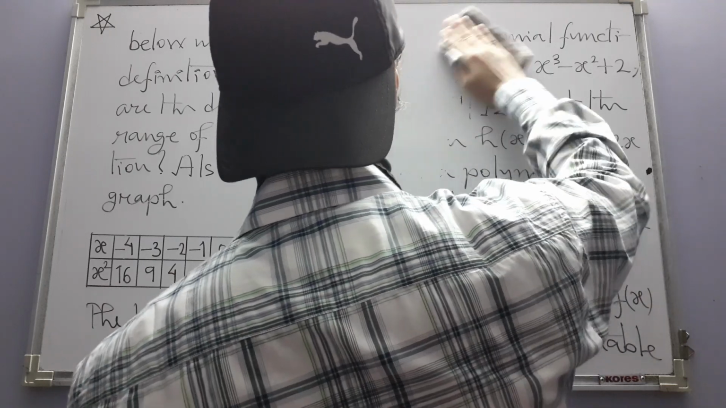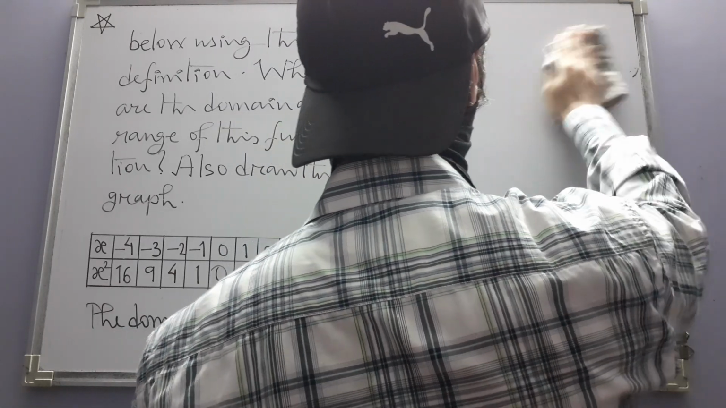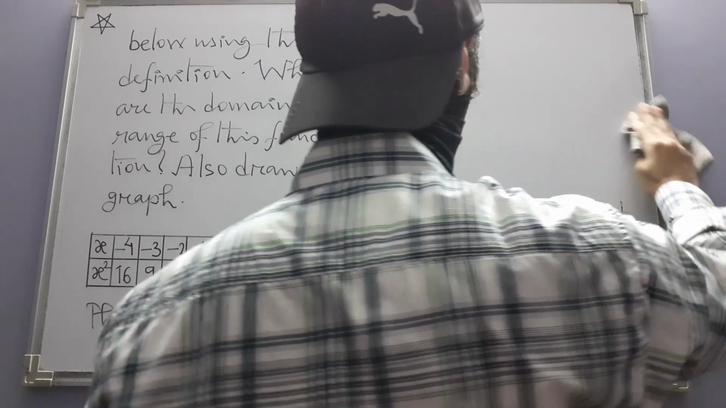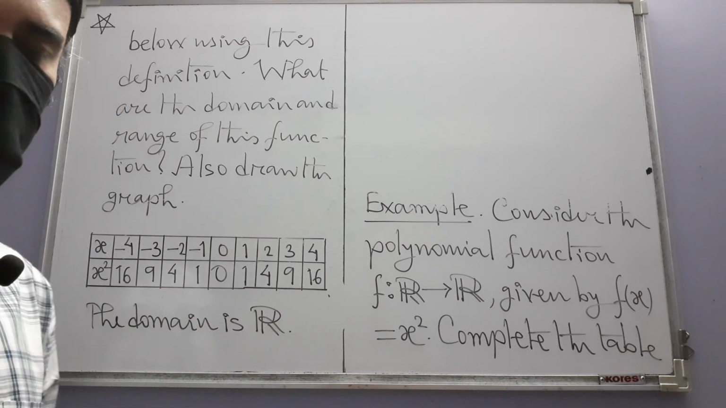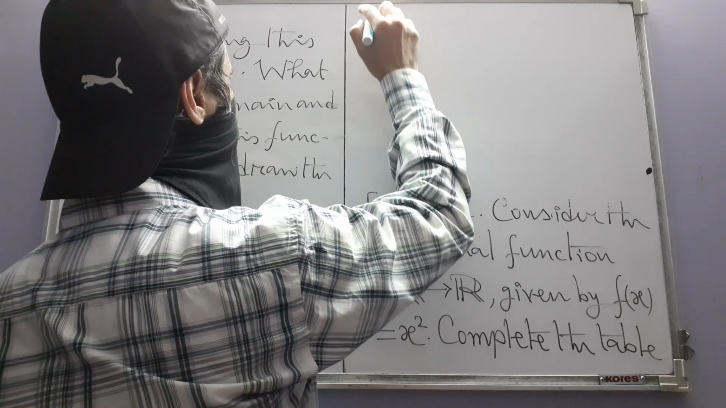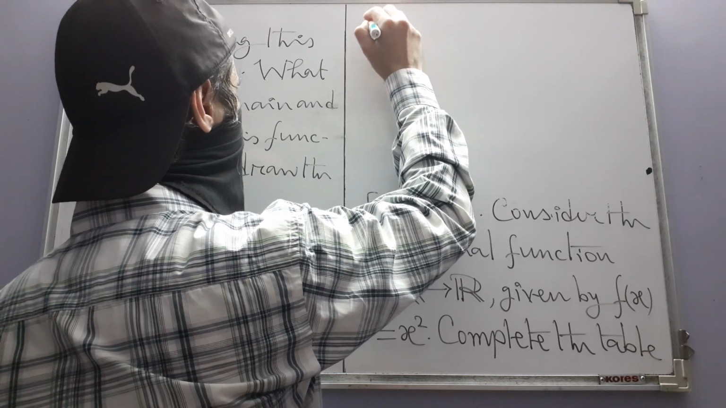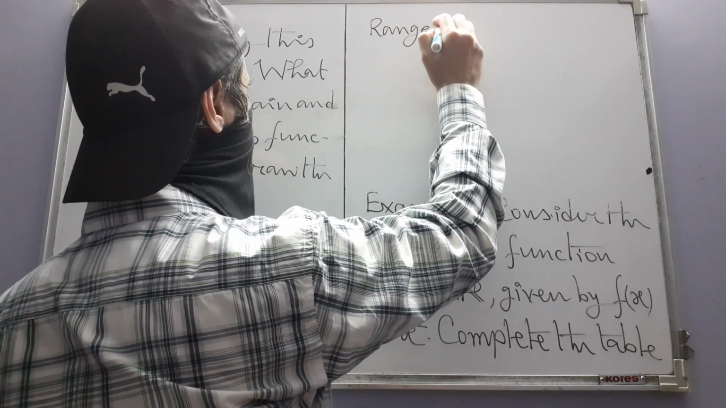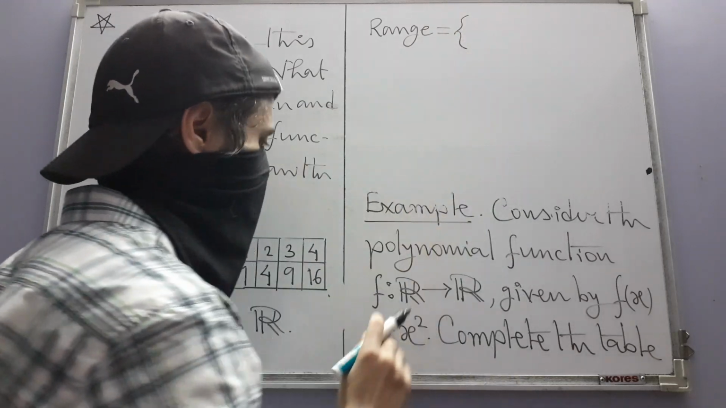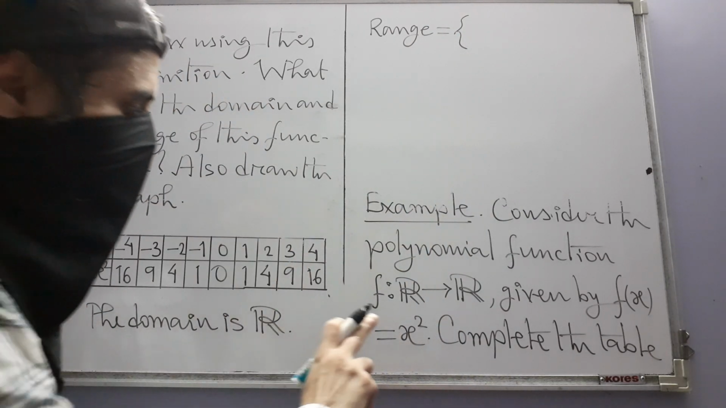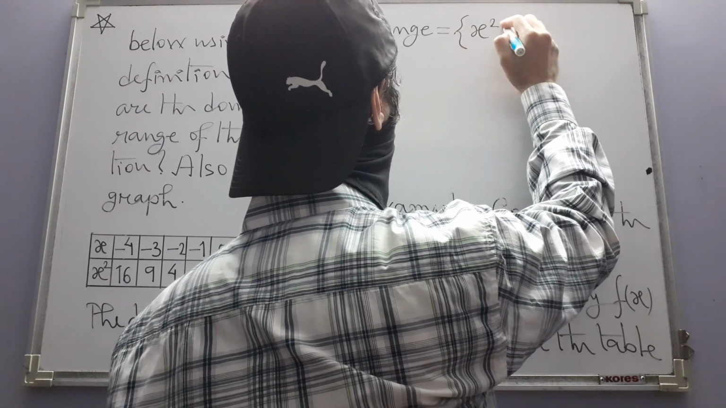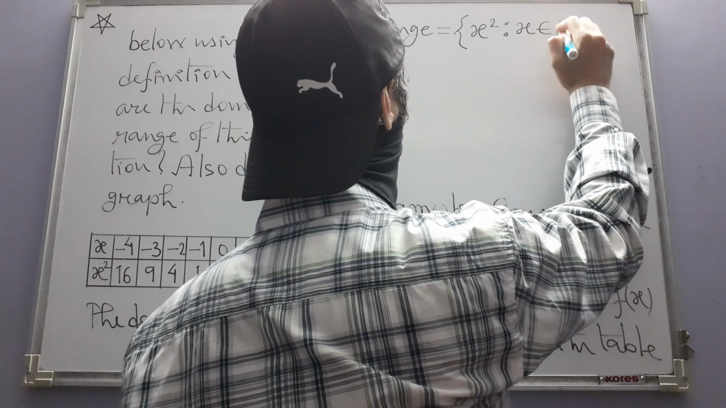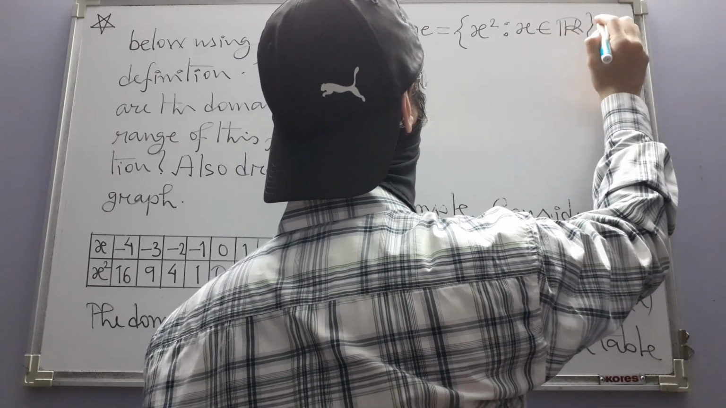But next comes the issue of finding out the range. Well, the range is the set of all outputs. What can we say about the range? Let me write like this. Range is the set of all outputs. That means all x squares. The collection of all x squares as x varies over the set of real numbers.